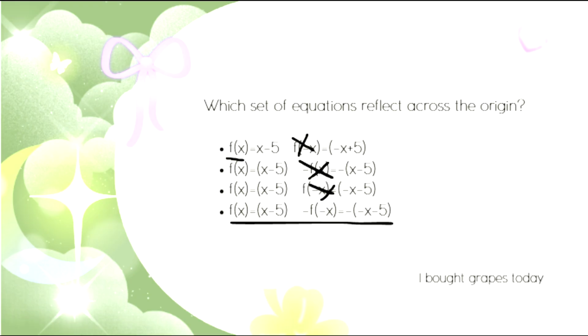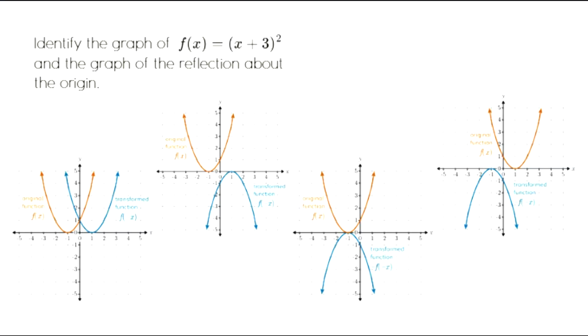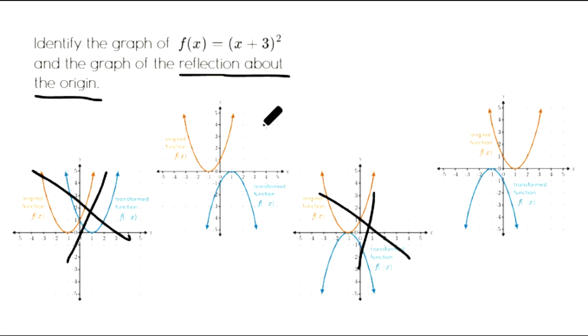Now, let me pause this for a second. Okay, I erased all the junk. Identify the graph of f of x is equal to x plus 3 squared and the graph of the reflection about the origin. So we're reflecting about the origin, which means we need to go both directions. This only went horizontally. That's not it. This only went vertically. That's not it. So it has to be one of these. The easiest way to figure it out is to graph this on GeoGebra, which I will show you later in the lesson. This one is the correct answer.